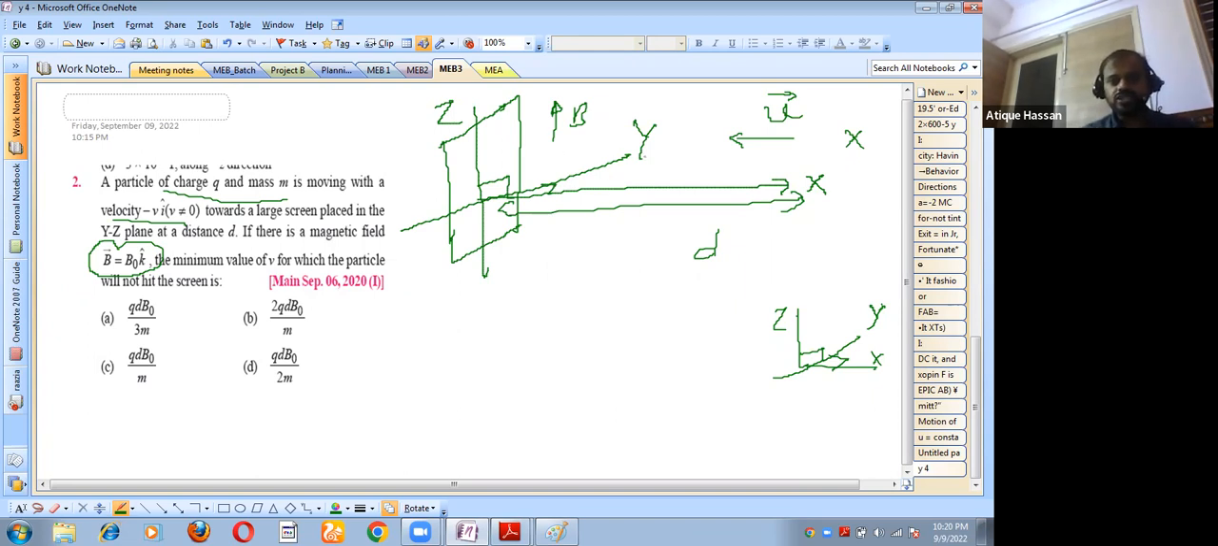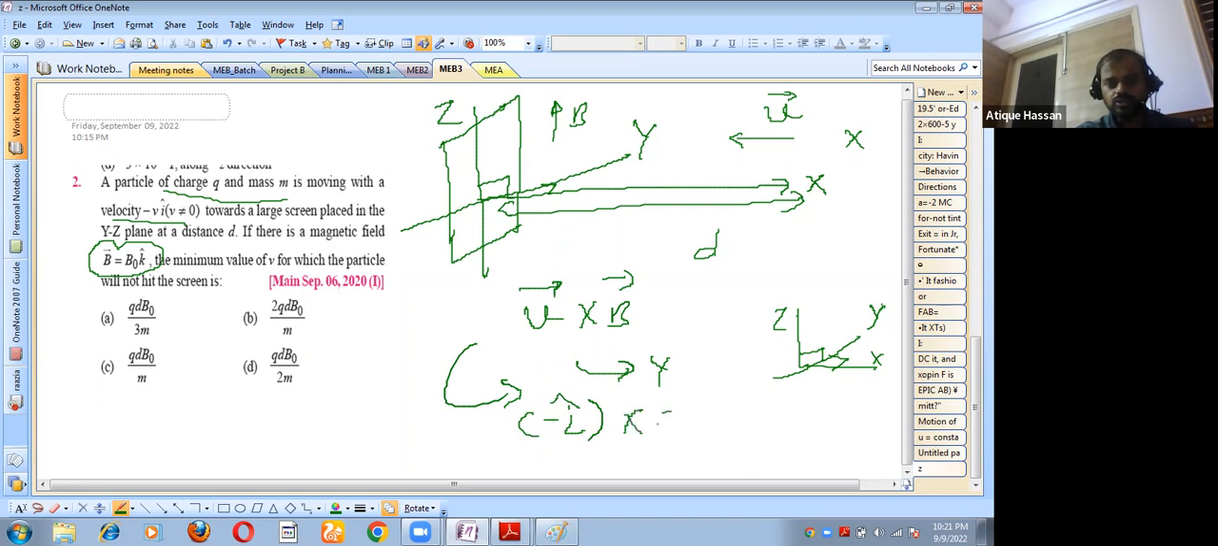So first we have to see what will be the direction of the force acting on the charged particle. What will be the direction of V cross B? V is along minus X axis and B is along the Z direction. You can also see it like this: V is along minus i, and B is along k. Sorry, B is along k direction.